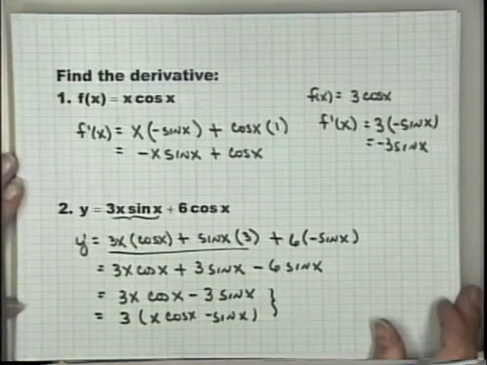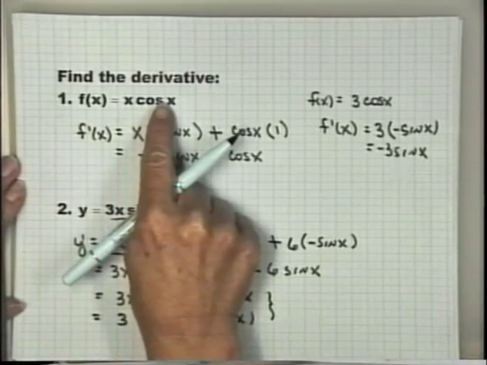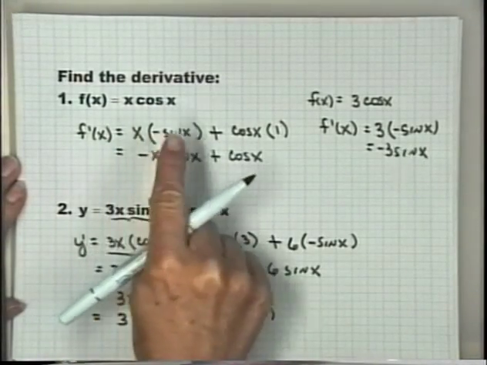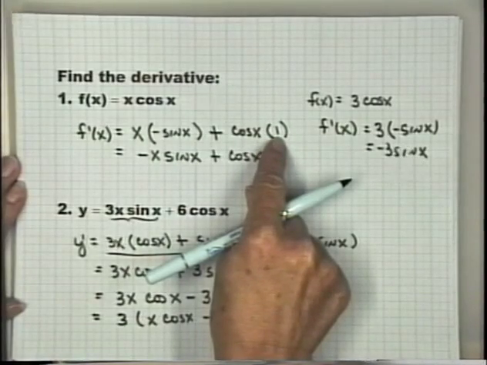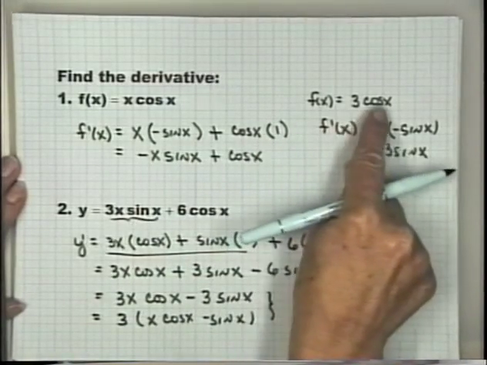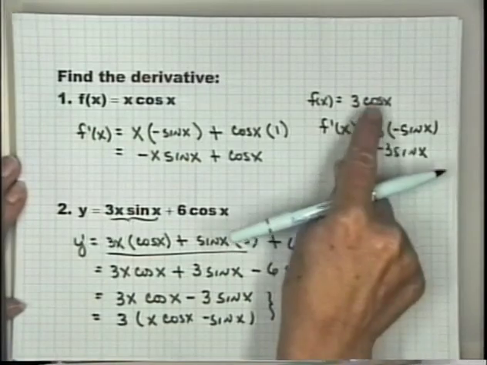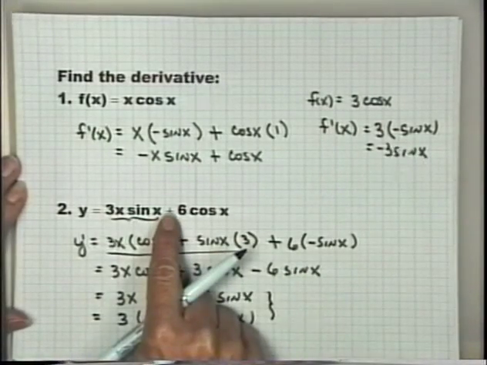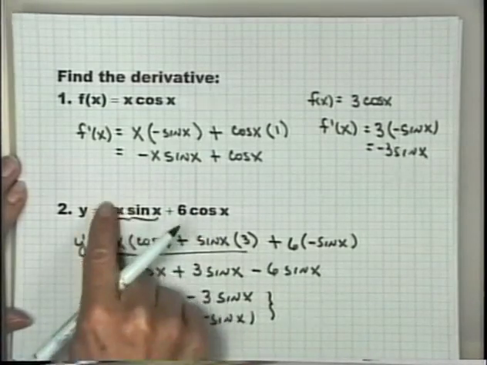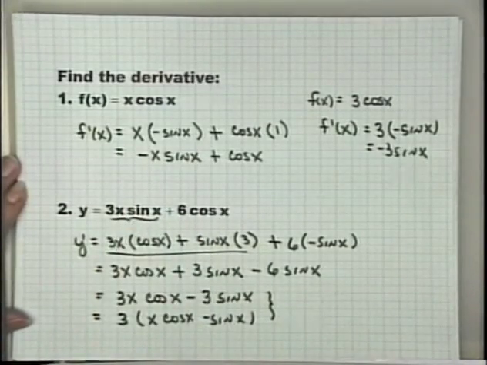So we've illustrated here if we have a product of two functions, first times derivative of second plus second times derivative of first. If you have a constant times a function, it's the constant times the derivative of the function. And of course here we're using the fact that we're adding functions, but inside there we also have a product.